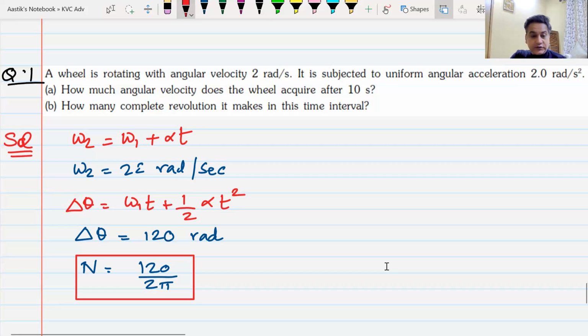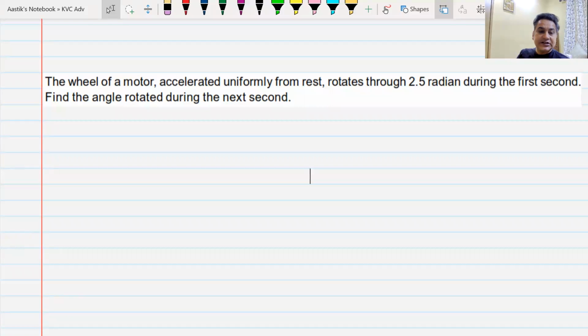Okay, we'll do this one then. The wheel of a motor accelerated uniformly from rest rotates through 2.5 radian during the first second. Find the angle rotated during the next second. You have 2 minutes to do this.